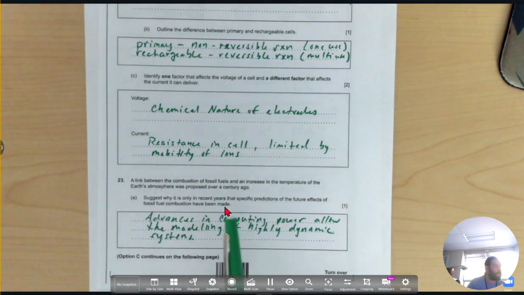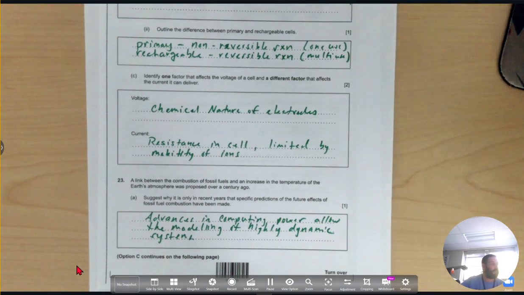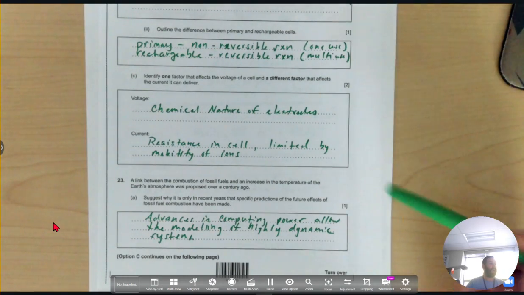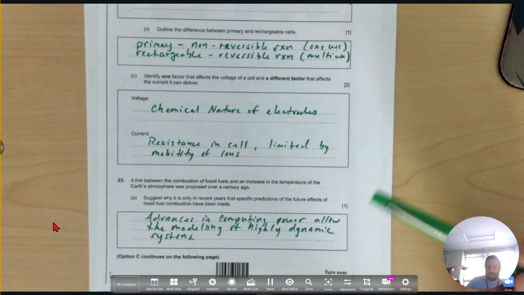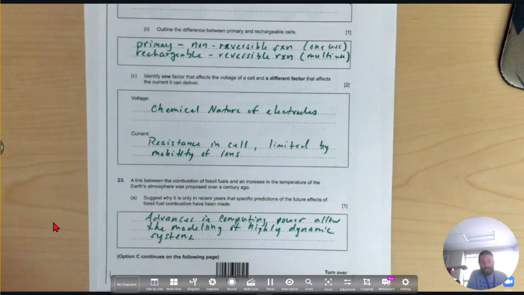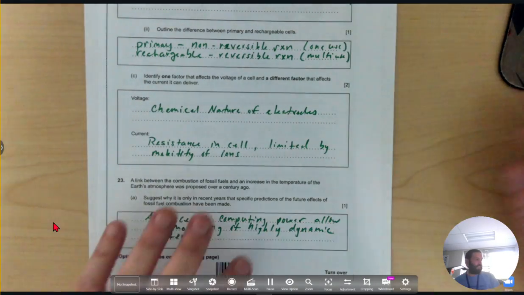All right, so suggest why in only recent years we can make specific predictions about the future effects of fossil fuel combustion. We've known about climate change for over 100 years. We've actually known about the absorption of infrared radiation by polar bonds in carbon dioxide longer than that. But why in only recent years can we make predictions about the future? Well, the big thing: advances in computing power allow really, really complex systems to be modeled. The Earth's climate is extremely dynamic. So 1960s computing power couldn't quite make the calculations it needed to make, but we can now.